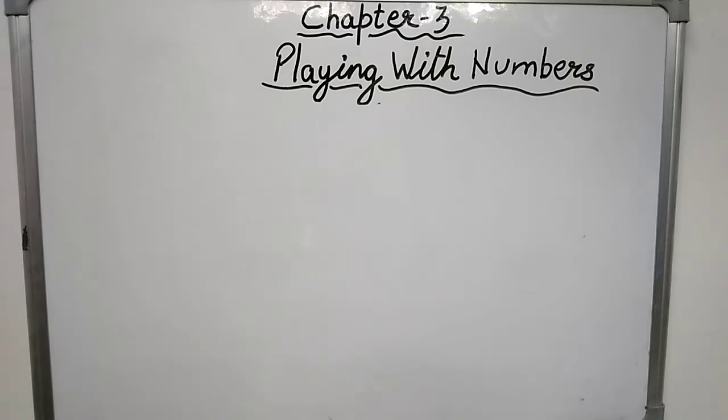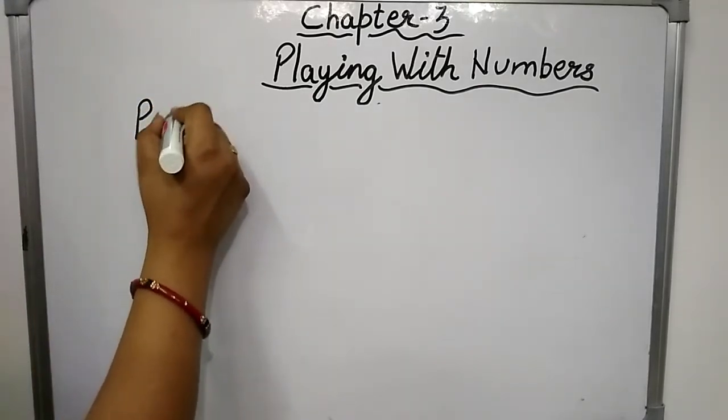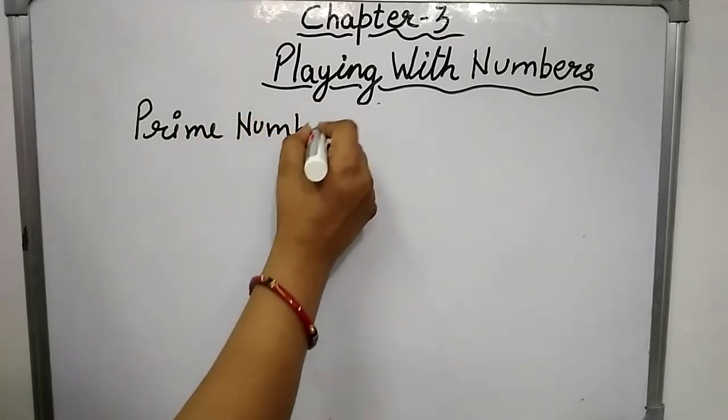Today we will proceed with the chapter Playing with Numbers. In the last session of this chapter, we understood the concept of factors and multiples. Our first topic for today is prime numbers. Now, what are prime numbers?